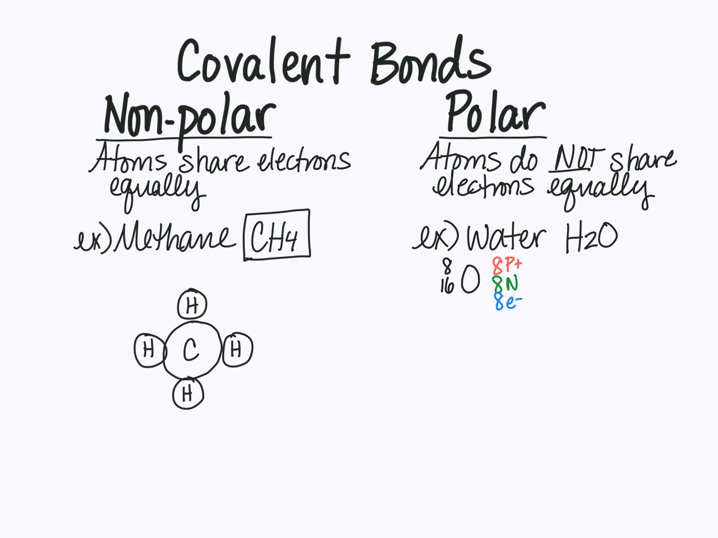So to draw an atom of oxygen, we would put our 8 protons in the nucleus along with our 8 neutrons.